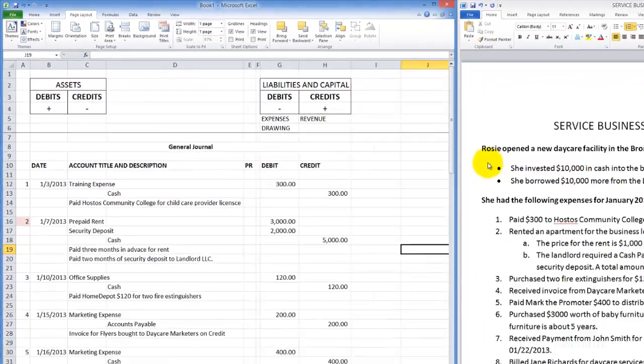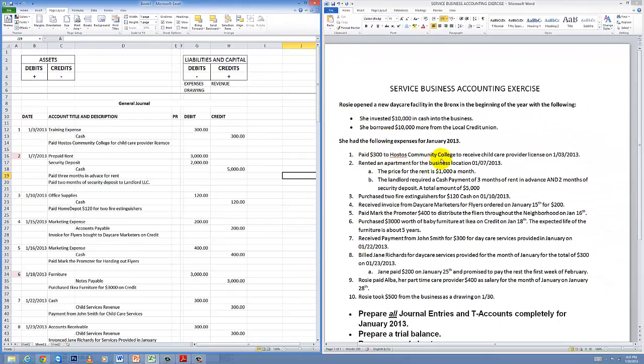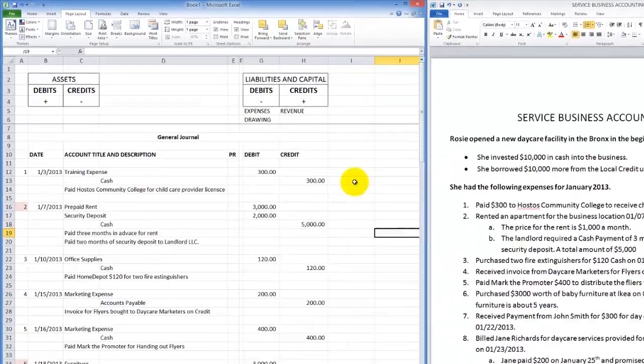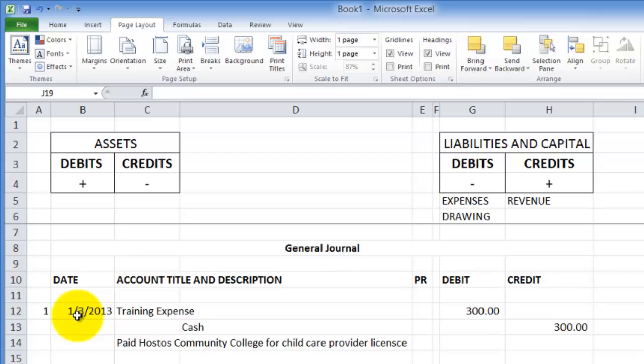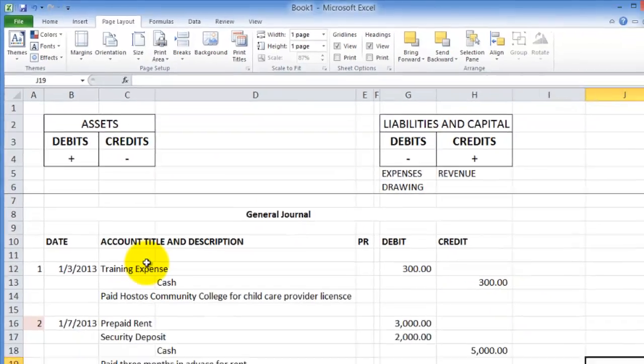The first transaction is paying $300 to Hostos Community College to receive the child care provider license on 1/3/2013. So on 1/3/2013 we have training expense, then cash, debit and credit. Training expense is debited because the kind of expense reduces capital, thus it's a debit. And we pay in cash, so the credit decreases cash.